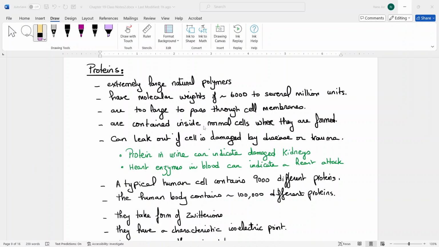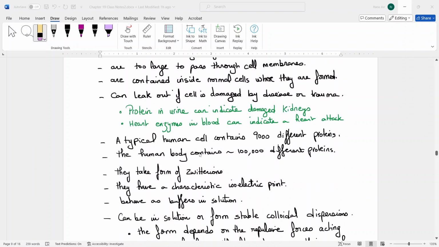These are made inside the cell, and they are contained inside the cell. They don't go out of the cell because they cannot pass through the cell membrane. If they leak out of the cell, this means that there is a problem: there is a damaged cell, or there is a disease in there. A typical human cell contains around 9,000 different proteins, and the body contains around 100,000 different proteins.